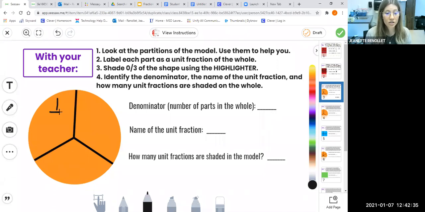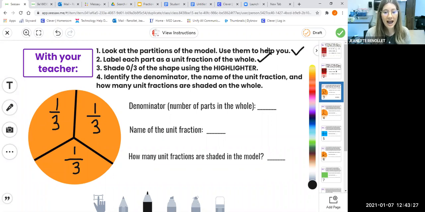Okay, I know my unit fraction always has a numerator of 1, so I can go ahead and get that set up. Now I'm going to think about my denominator. I know my denominator tells me how many equal parts, so I'm going to count my parts. 1, 2, 3 equal parts. My denominator is 3. Check your example, make sure yours matches mine. I have now done step 1 and step 2.